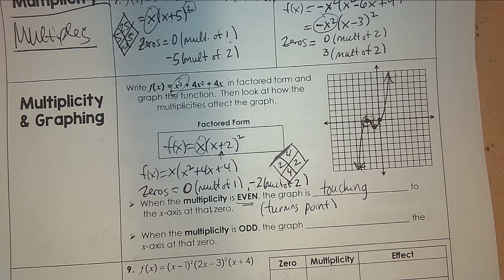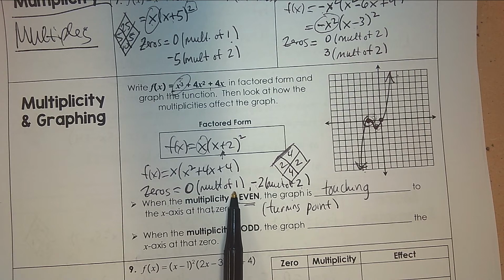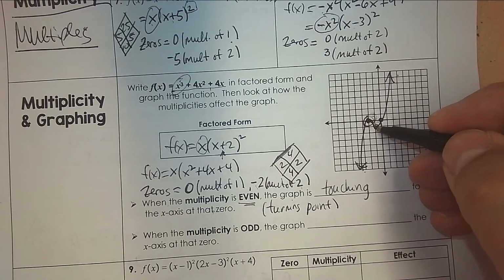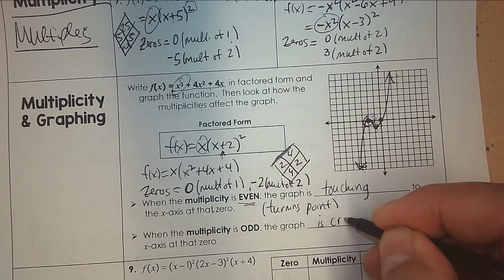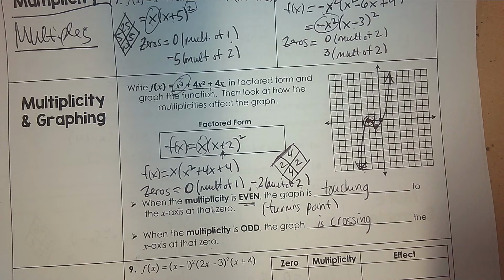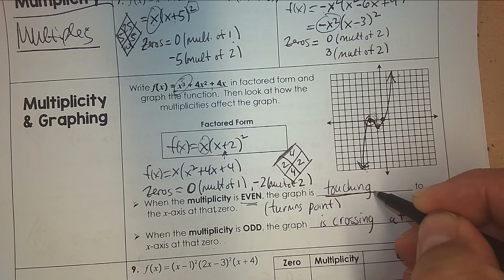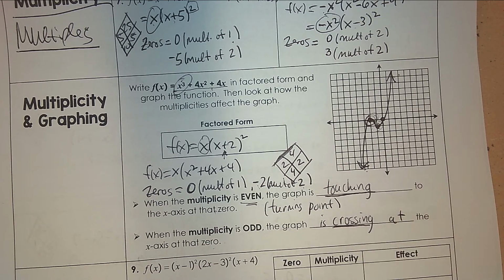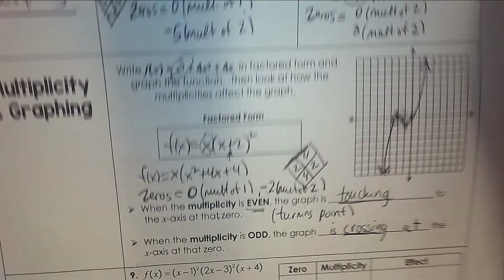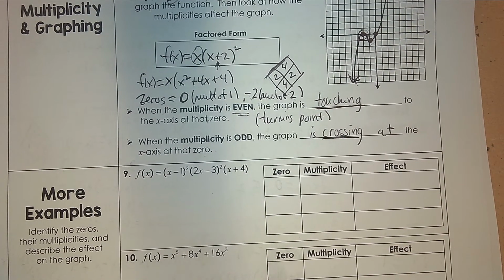How about the other one, when the multiplicity is odd? Notice at 0, we have an odd number for the multiplicity. What happened? Well, it went right through, right? So when the multiplicity is odd, the graph is crossing the x-axis at that 0. When you have an even multiplicity, it's just going to touch, but when there's an odd multiplicity, it's going to cross over. So when we talk about multiplicity, we're going to use the words odd or even.